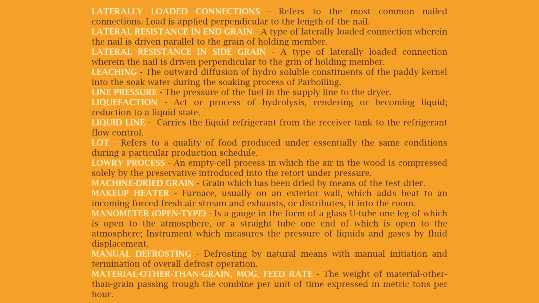Liquid line. Carries the liquid refrigerant from the receiver tank to the refrigerant flow control. Lot. Refers to a quantity of food produced under essentially the same conditions during a particular production schedule. Lowry Process. An empty cell process in which the air in the wood is compressed solely by the preservative introduced into the retort under pressure.